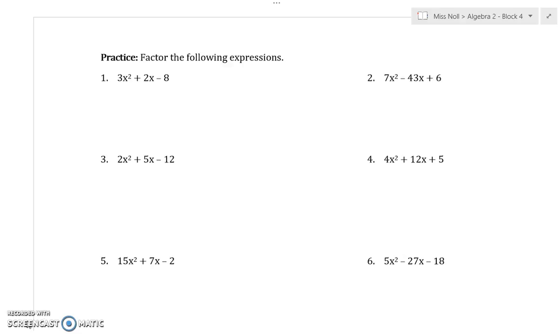But yeah, so also, have I told you guys how much I just love factoring? Like, factoring is so great.